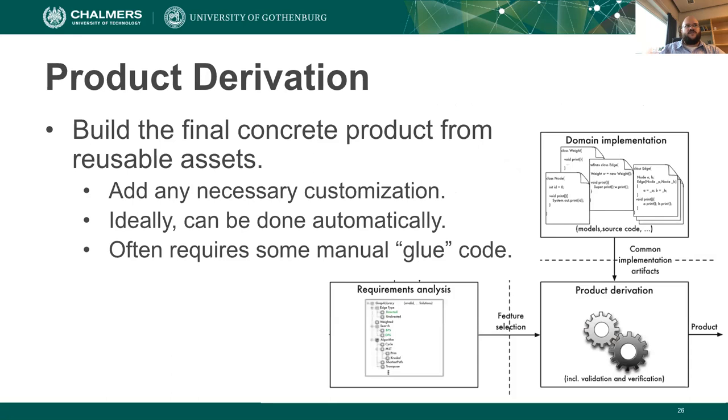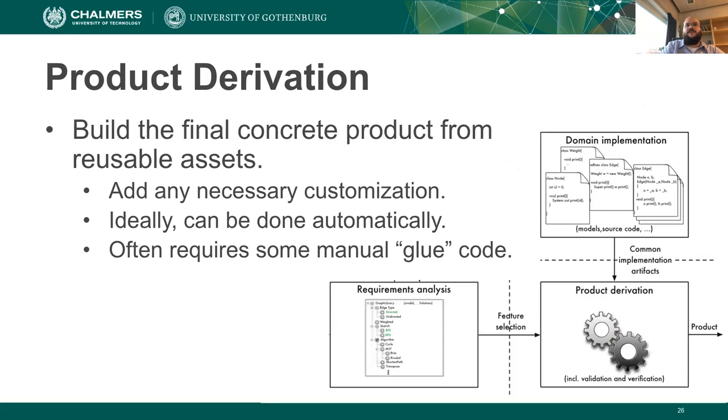Finally, the fourth step during application engineering is to derive the final concrete product from reusable assets, adding any additional custom implementation that's necessary for that one concrete product. So depending on the choice of implementation strategy, a product for a given feature selection can be composed using the assets we developed during domain implementation.